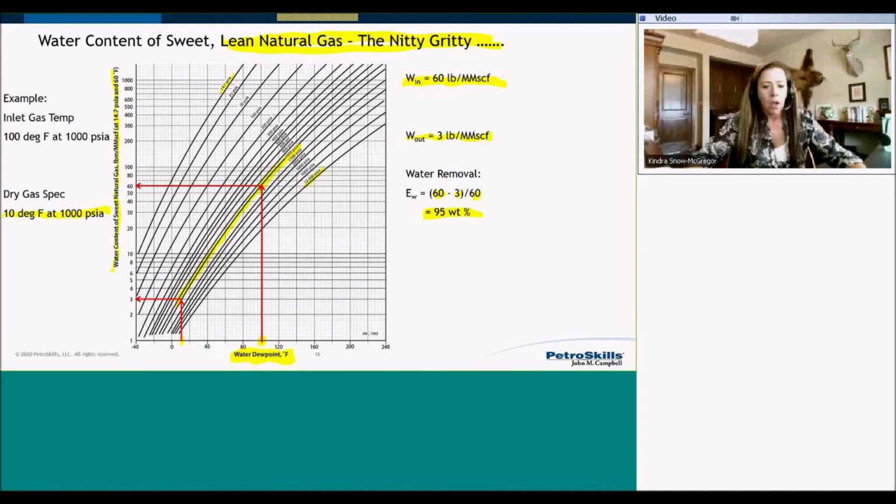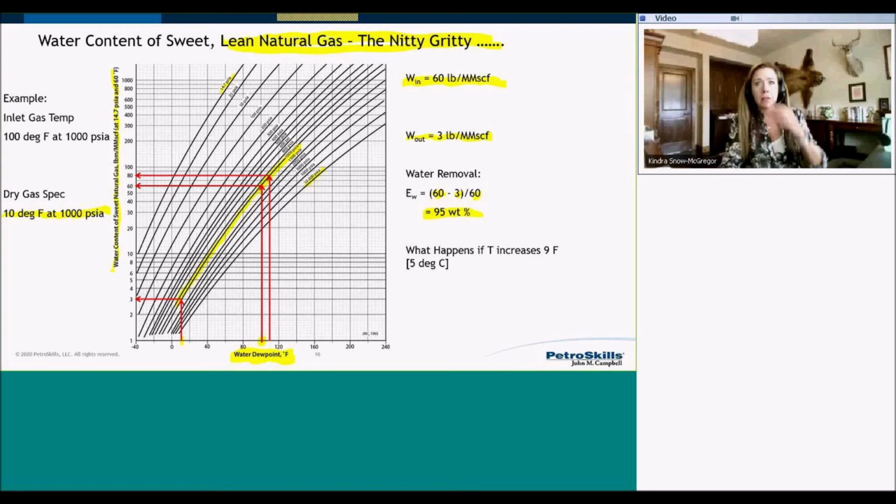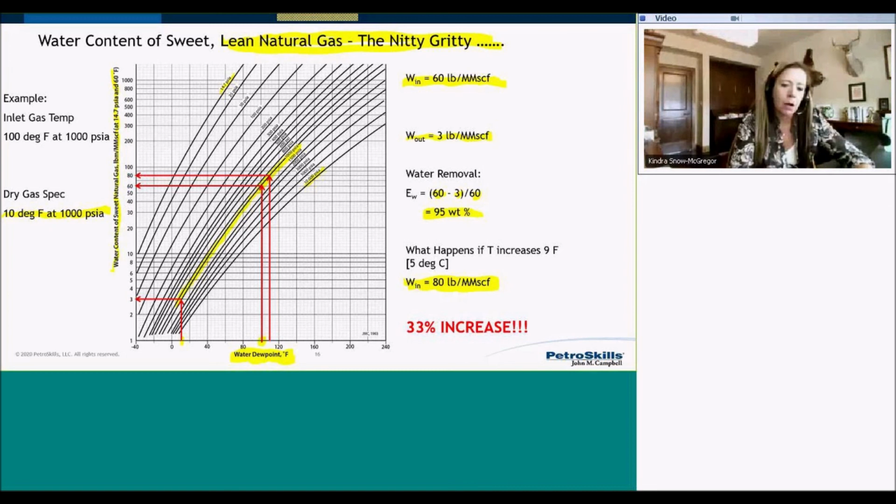Let's take a quick look. What happens if I need to put inlet gas compression into my plant, and now instead of a 100 degree Fahrenheit gas inlet temperature, my gas temperature goes up to 110? I come and find 110, draw that line straight up, and notice now my water coming in is 80 pounds per million. Ouch, that's a 33% increase.